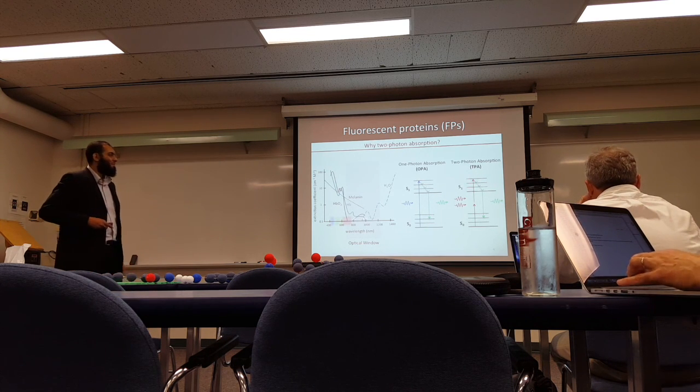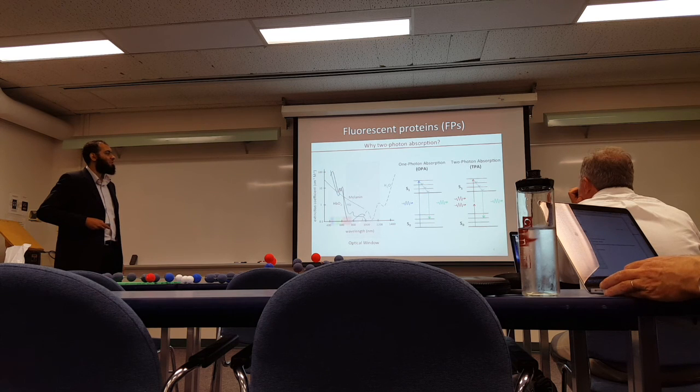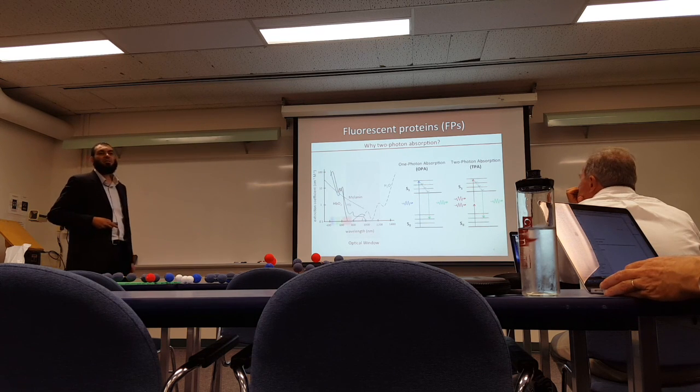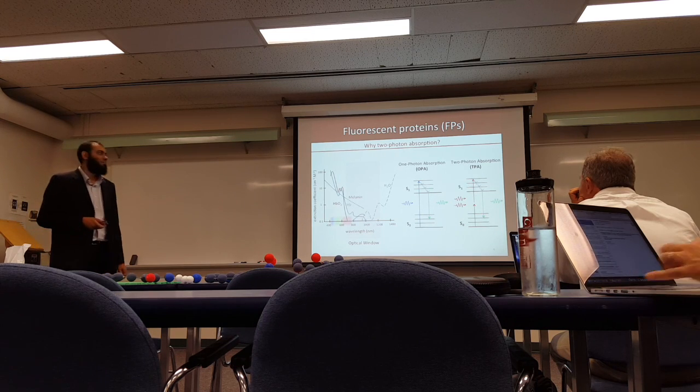And then if you're having, for example, absorption in this blue region, like 450 or something, then you suddenly get the absorption at 900. So it's in the region you want. So two-photon absorption appears to be very appealing from this regard.